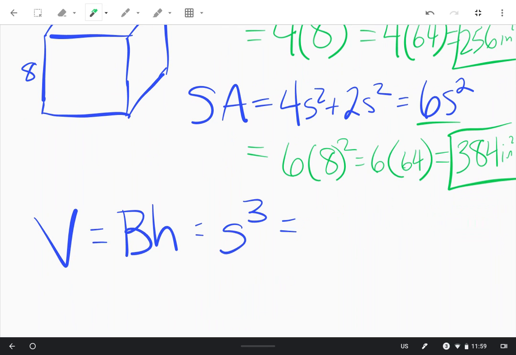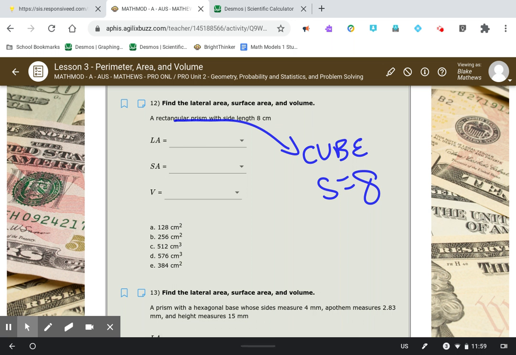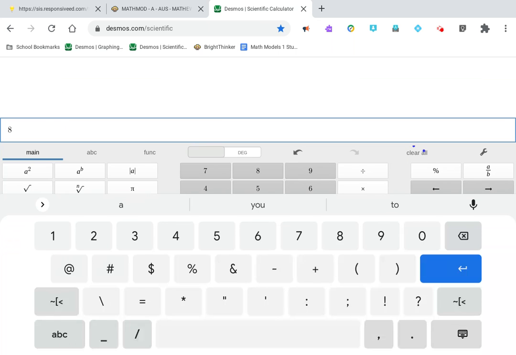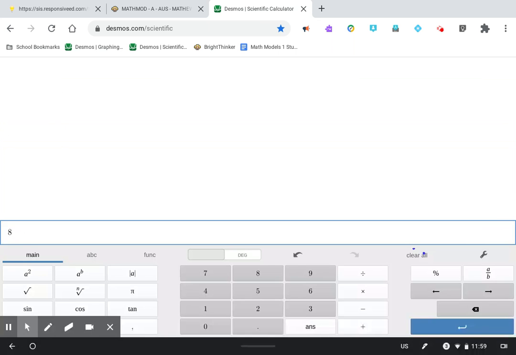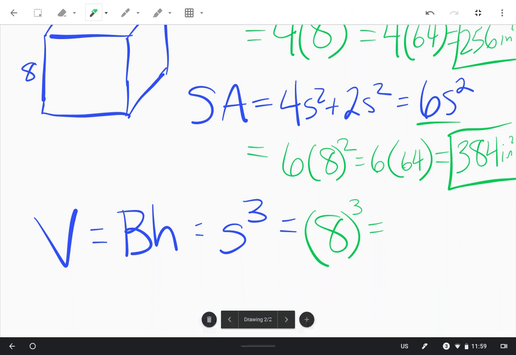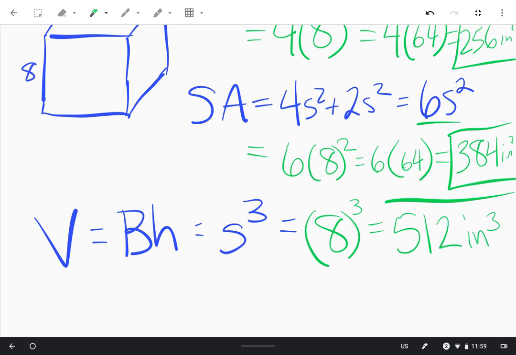And then the volume is just s to the third power, or 8 to the third power. 8 times 8 times 8. So let's go over here, clear this out. Let's do 8 to the third power, 512. Sorry about that. Go back. We'll type 512 inches to the third power is the volume of the cube.